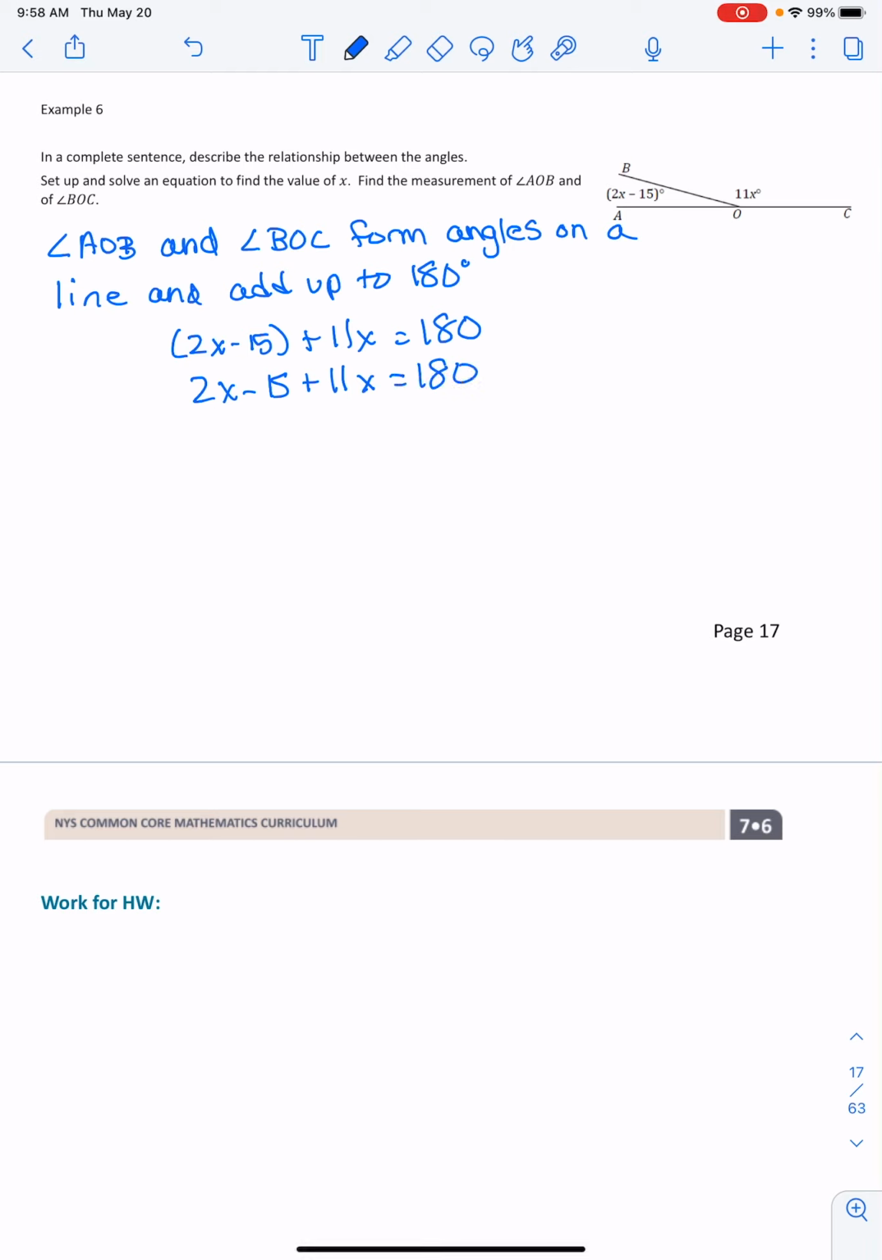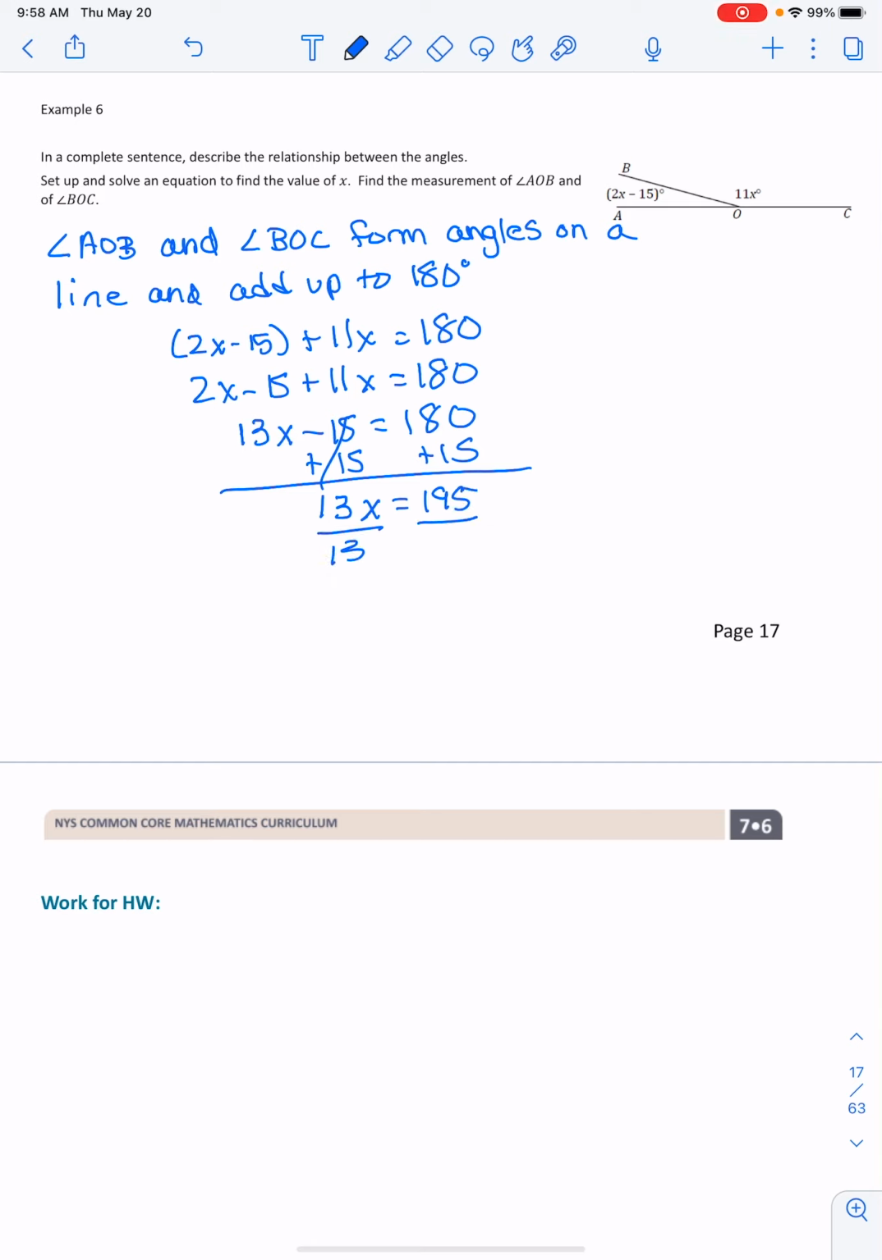So we can have 13x minus 15 equals 180. So we're going to add 15 to both sides. So we have 13x equals 195. So dividing both sides by 13, we have x equals 15.